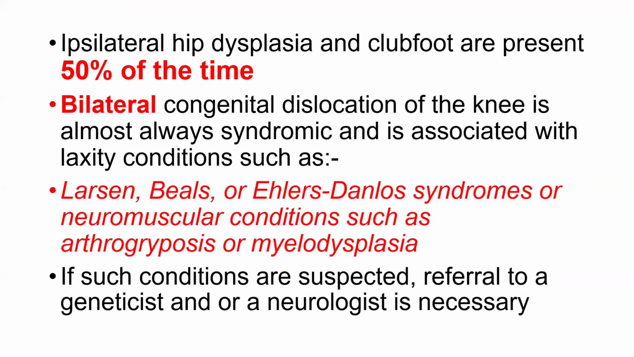Bilateral congenital dislocations of the knee are almost always syndromic and are associated with laxity conditions such as Larsen syndrome. We all know that Larsen is associated with multiple dislocations. Also Beals syndrome and Ehlers-Danlos syndrome due to hyperlaxity of the ligaments, and neuromuscular conditions such as arthrogryposis and myelodysplasia. If such conditions are suspected, referral to a geneticist and a neurologist is necessary.